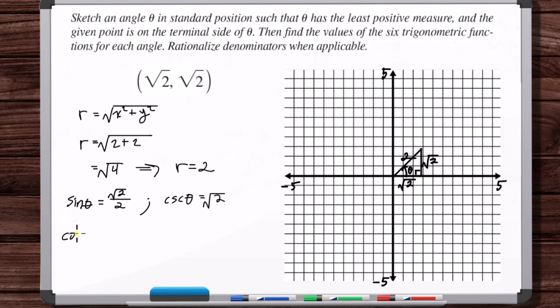Cosine theta is adjacent over hypotenuse, so root 2 over 2. Therefore, secant theta is root 2. Tangent theta is opposite over adjacent, which is 1. And so cotangent theta is going to be 1.